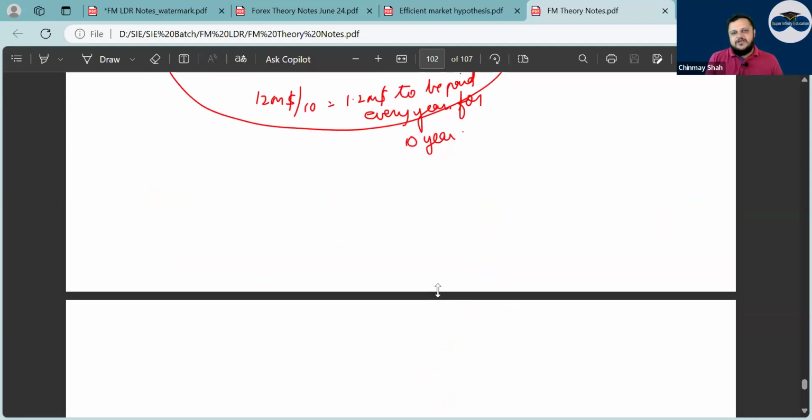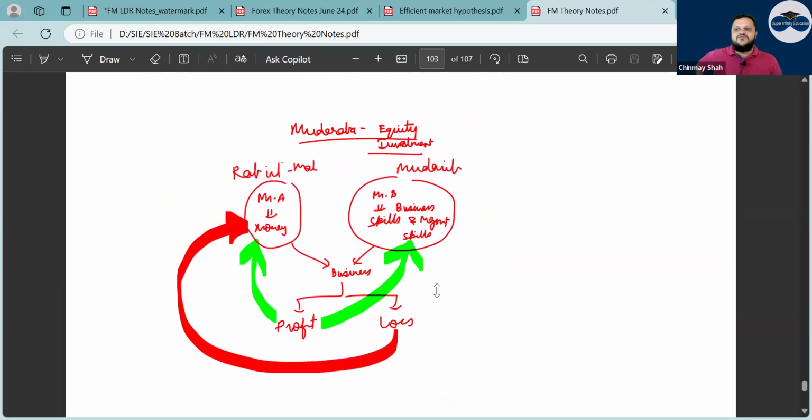So this is Murabaha. Then you have the Mudaraba. Mudaraba is what? Tell me. One person coming in with the money, the other person coming in with the skill.